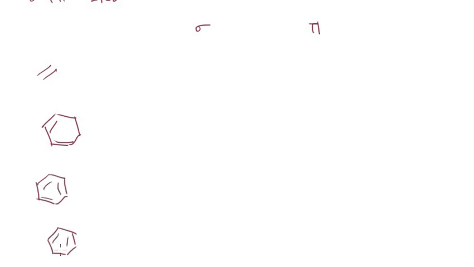Now we are going to count the number of sigma bonds and pi bonds in the given structures. This one, benzene, and this. Calculate the number of sigma bonds and pi bonds. So here the number of sigma bonds is 5 and pi bonds is 1. Why 5? Because we haven't shown the hydrogen. 1, 2, 3, 4 and 5.